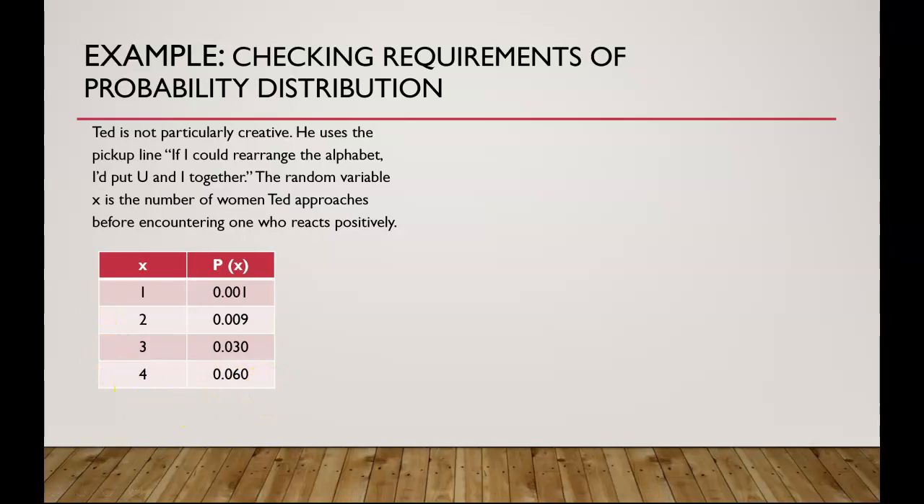Let's check the requirements. The first requirement is the random variable must be a numerical value, which in this case, it is a numerical value. Second requirement, the sum of probabilities must be equal to 1 or close to 1. Let's add the probabilities. They add up to 0.100. Looks like this table does not meet the requirements of probability distribution, and Ted needs to choose the other pickup line. Obviously, this one is not working well.